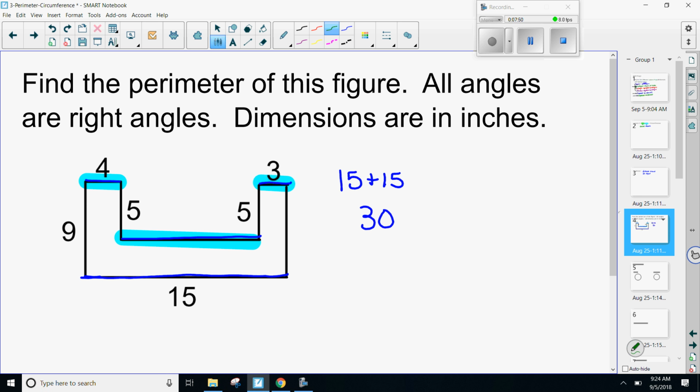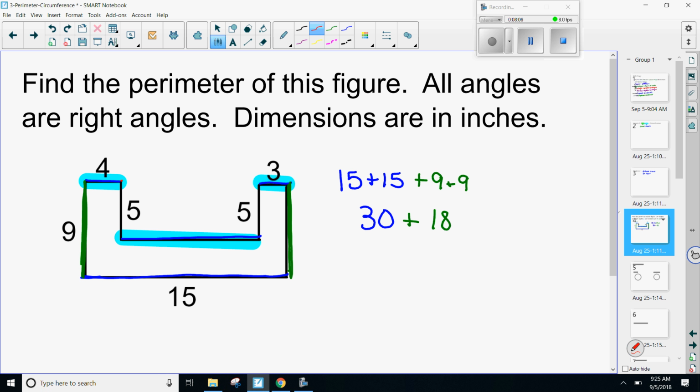In my perimeter, I have this length of 9. What's this distance over here? 9. So I have 2 lengths of 9, which is the same thing as how much? 18. Last but not least, have I taken care of the whole perimeter?